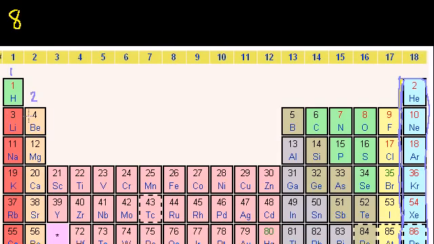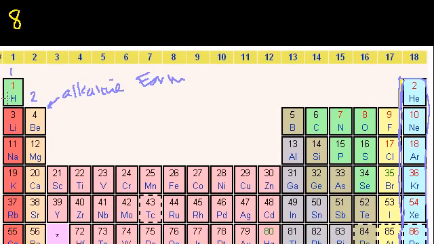This column right here, this is called the alkaline earth metals. So this is alkaline earth. These all have two electrons in their outermost shell. So remember, everyone wants to get to 8.